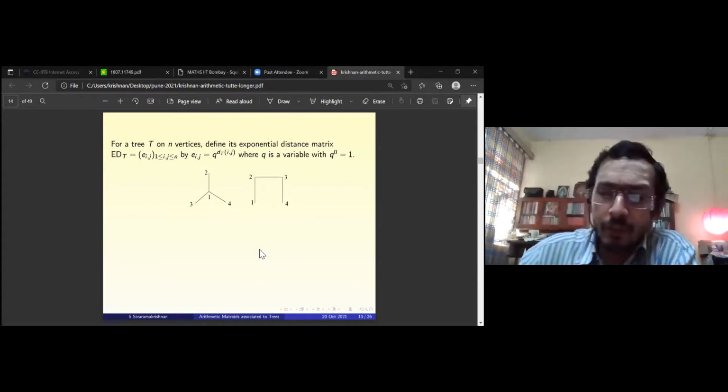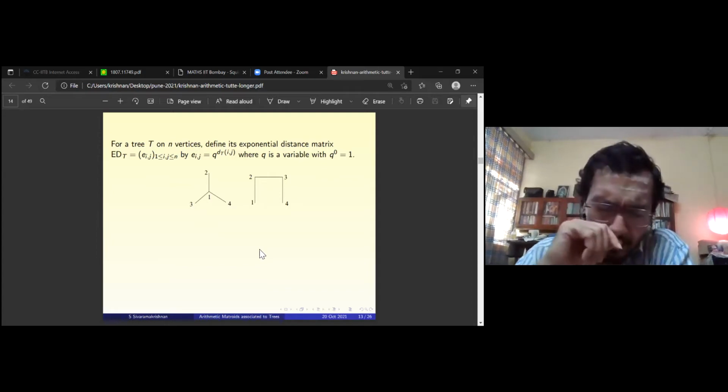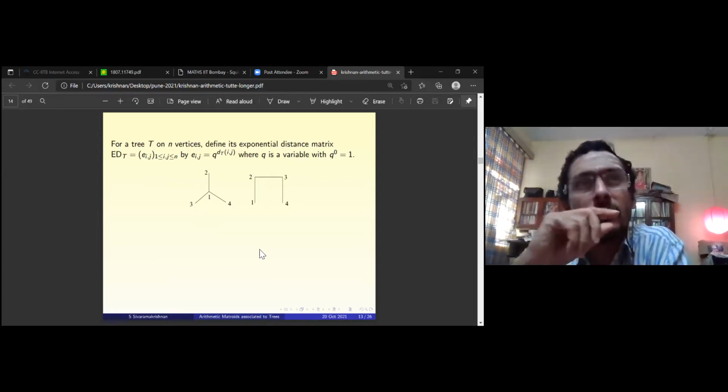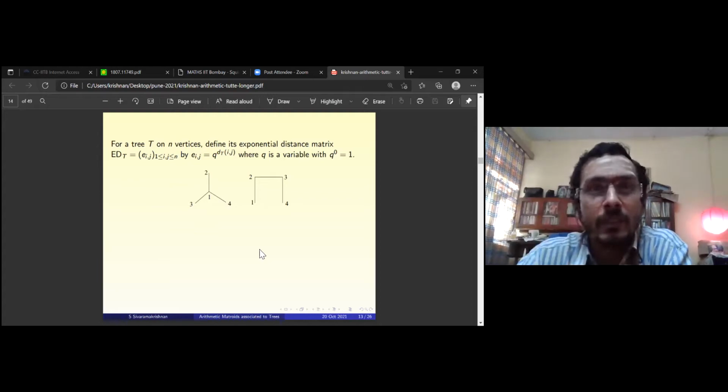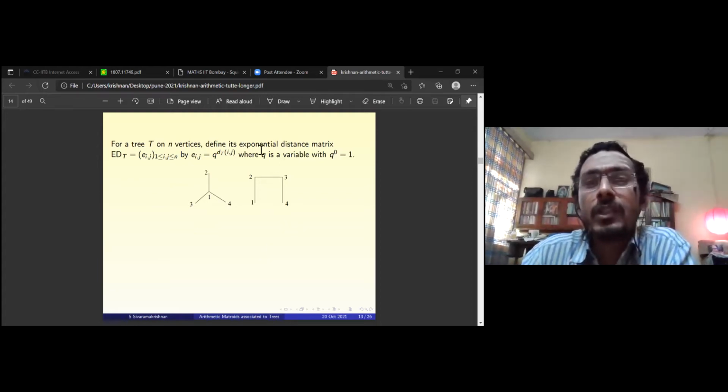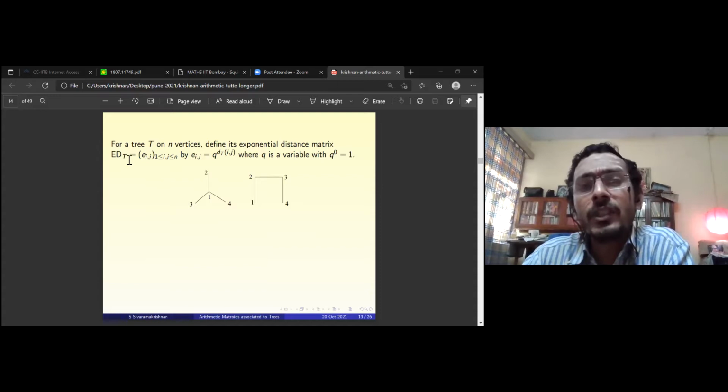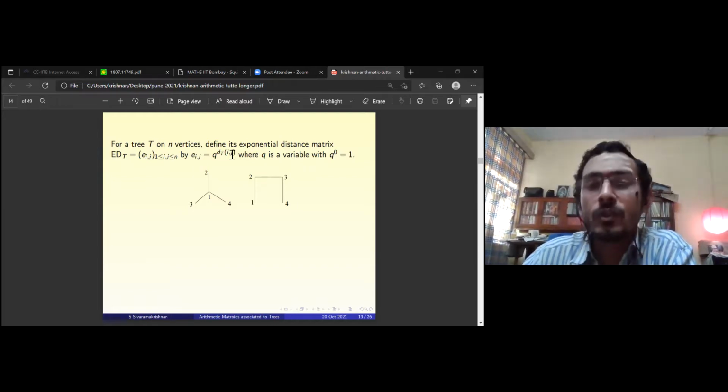So now, in the previous talk, we saw the determinant of the distance matrix. Now you have this exponential distance matrix. Take a tree T, so it's connected, a tree on n vertices, and you look at the exponential distance matrix ED of T. The ijth entry is q to the power of the distance in the tree between i and j, where q is a variable, and q to the 0 equals 1.